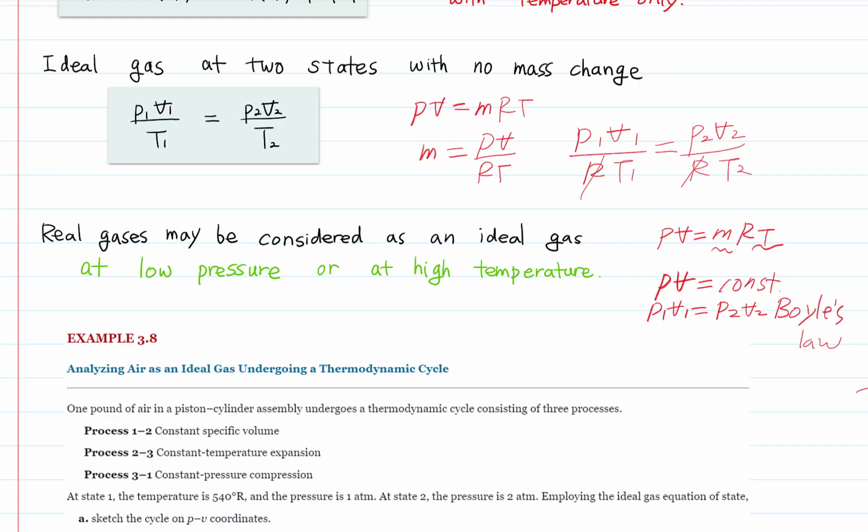In our textbook, the problem statements will clearly indicate whether we may use the ideal gas model. And we'll use the ideal gas equations for air, oxygen, nitrogen, carbon dioxide, carbon monoxide, and hydrogen.